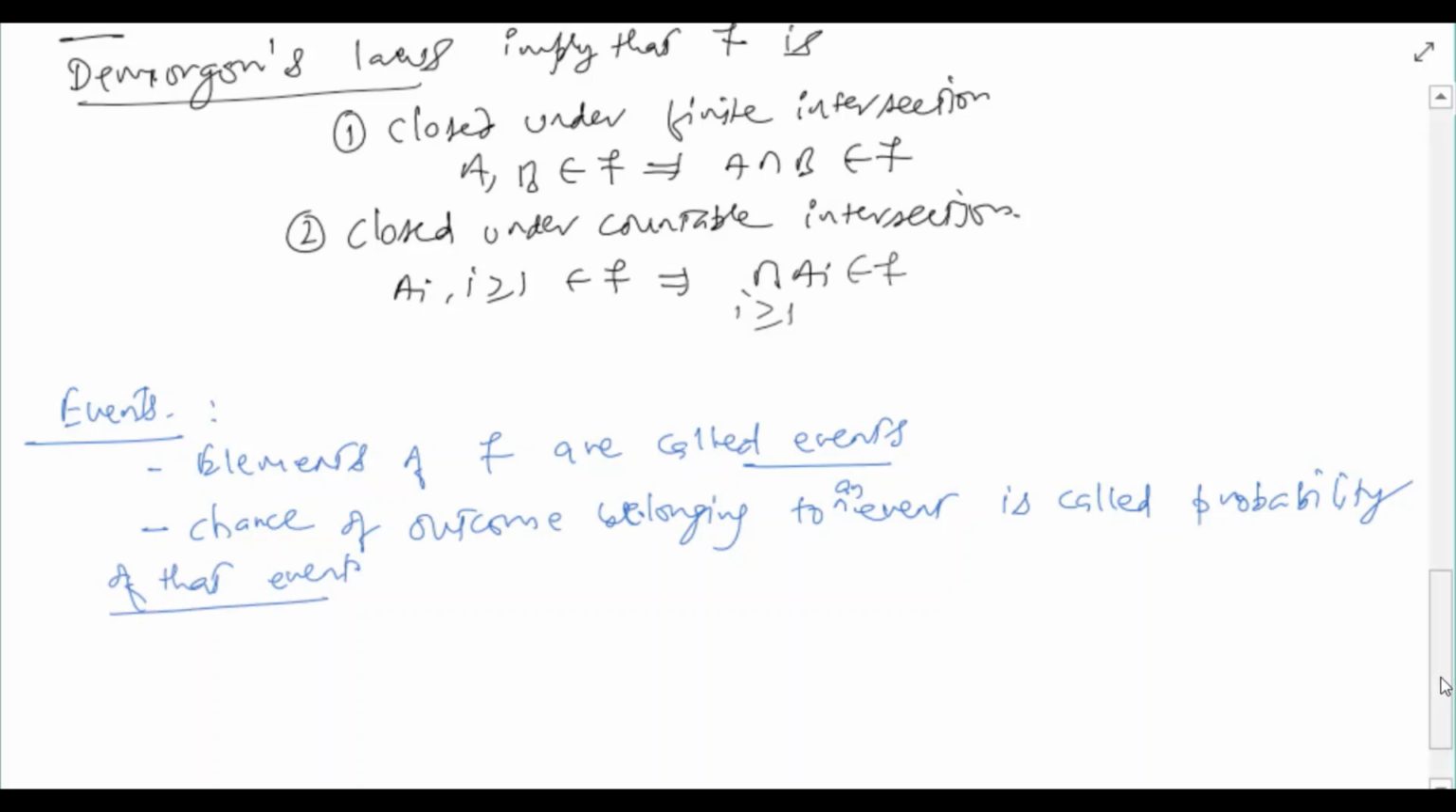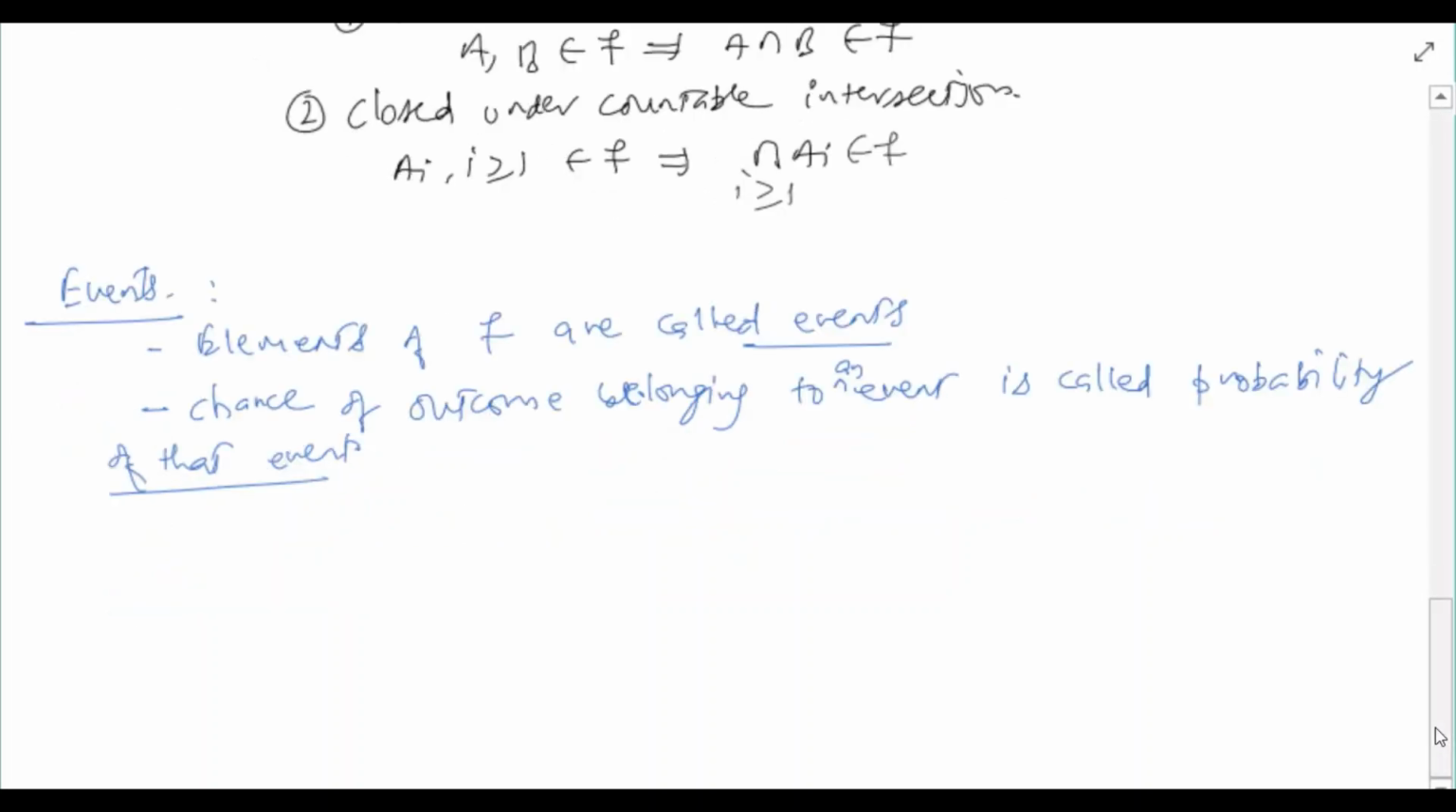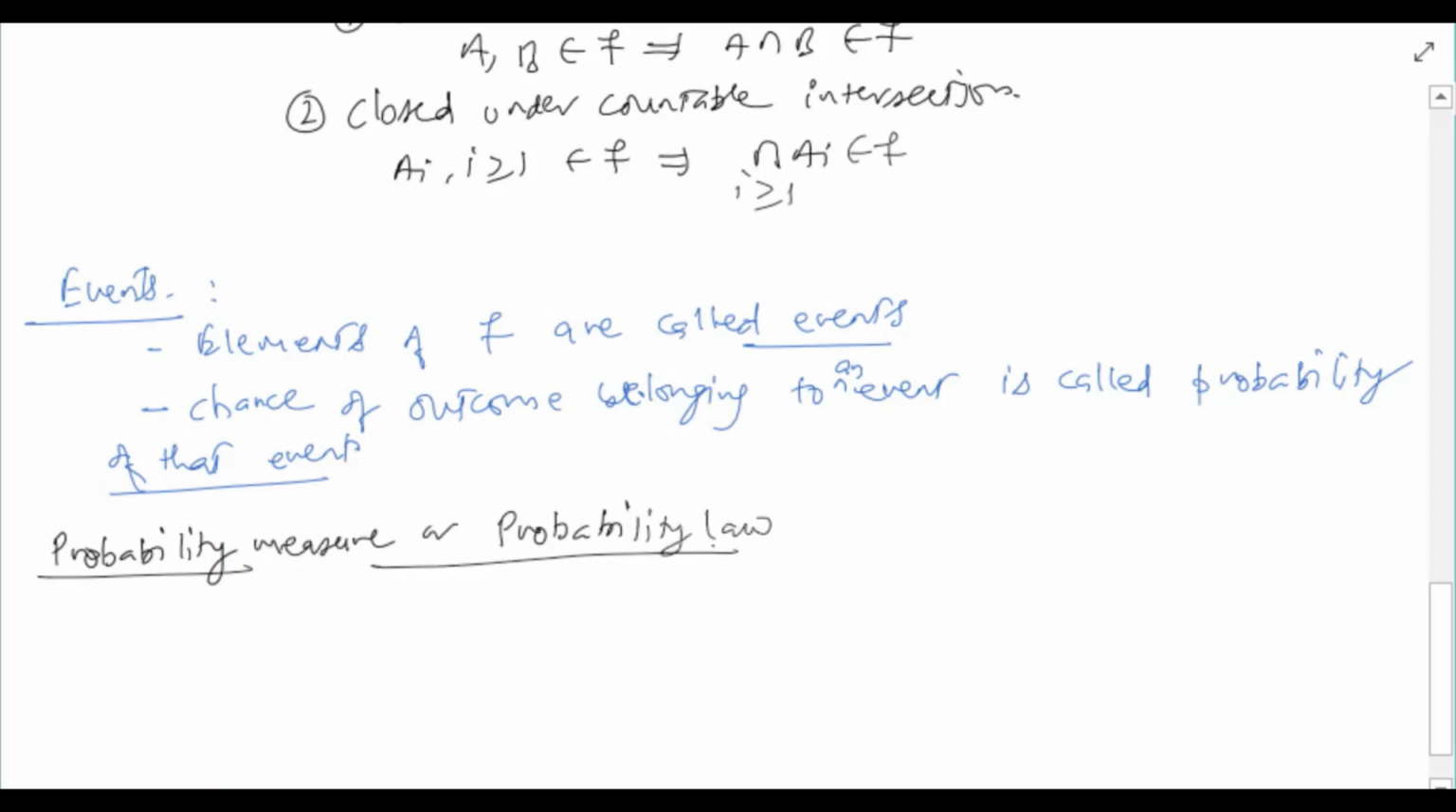Okay. If you are interested in the probability of an event A, then the outcomes belonging to A are referred to as favorable outcomes. Let us formalize this notion of probability. We do it by introducing the notion of probability measure, or often called probability law.